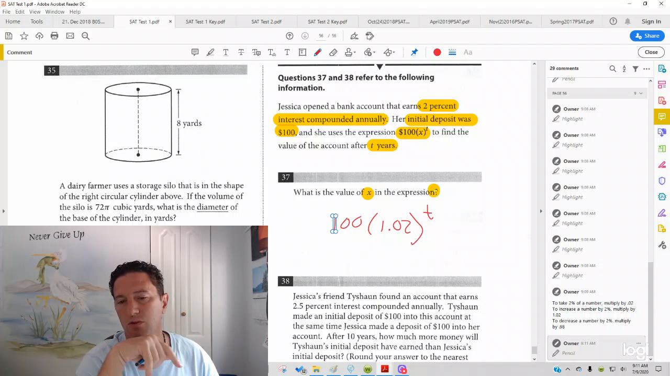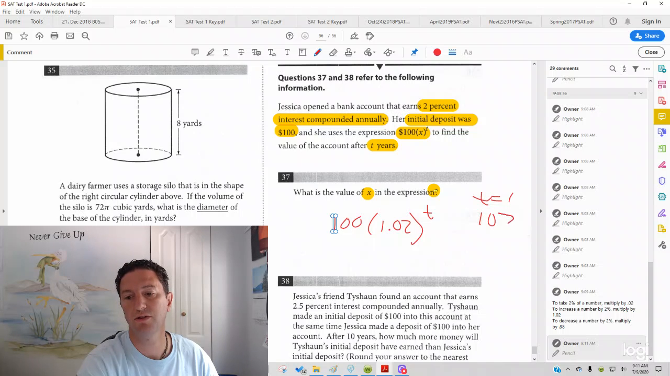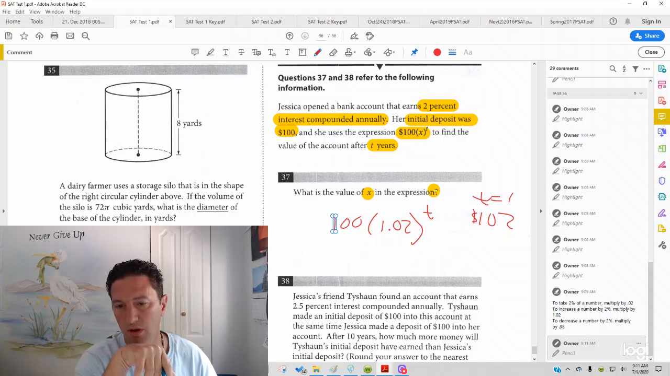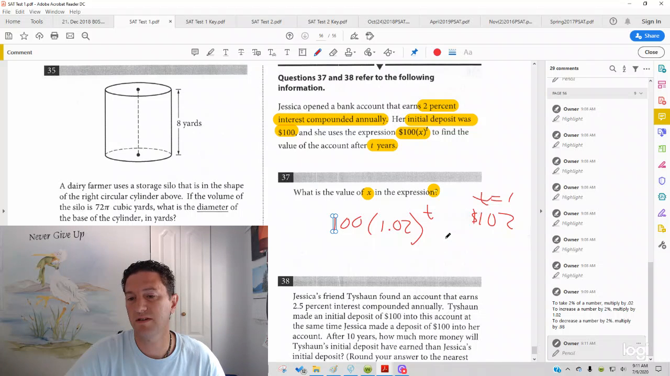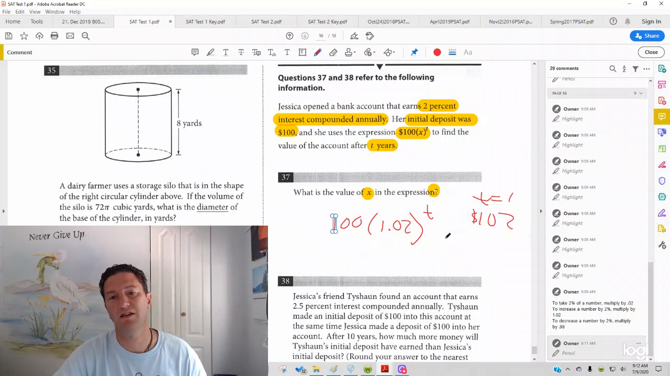You could also mess with this by picking numbers. You could figure if your t equals 1, after the first year, you're going to have $102. And you can mess with your numbers and see what works out for you there. After 2 years, keep in mind this is exponential. So you're not going to have $104. You're going to have 2% more than 102. So in other words, you're going to gain more than $2 the second year.